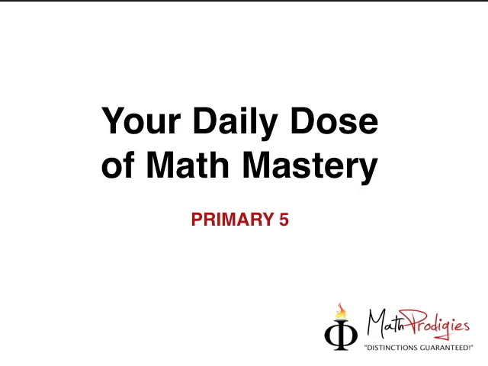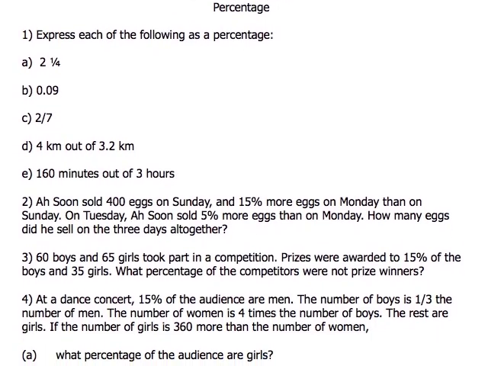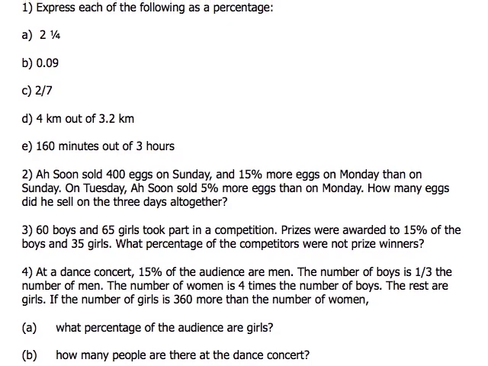We're going to go into question number 3 of your assessment paper number 7. Let's take a look at the question right now. It says 60 boys and 65 girls took part in a competition. Prizes were awarded to 15% of the boys and 35 girls. What percentage of the competitors were not prize winners?